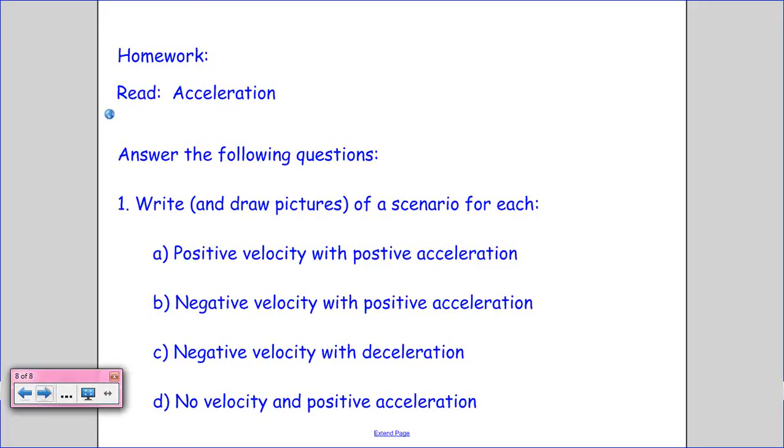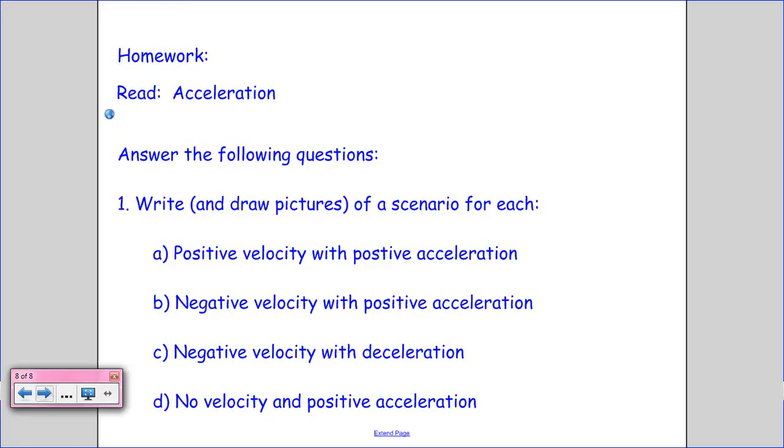So here's your homework. You should read the acceleration page and answer the following questions. What you need to do is write and draw pictures of a scenario for each. So I gave you a whole bunch of examples through this lecture of a football player running, vehicles turning, all of those kinds of things. That's what I want you to do for these. So situation A, the object has a positive velocity with a positive acceleration. B, negative velocity with a positive acceleration. C, negative velocity with deceleration. And D, no velocity and positive acceleration.